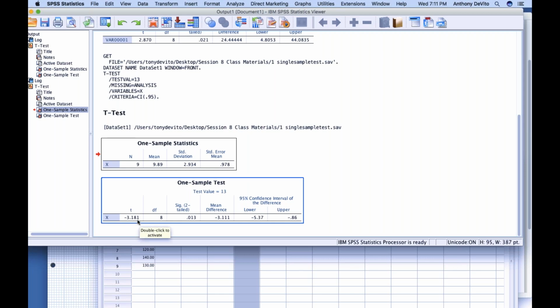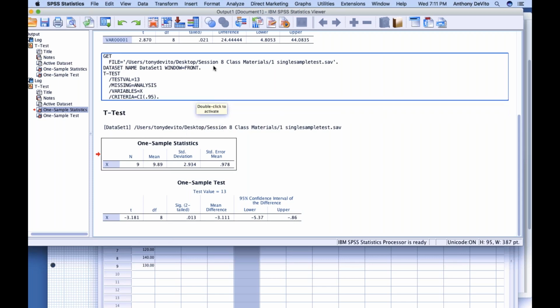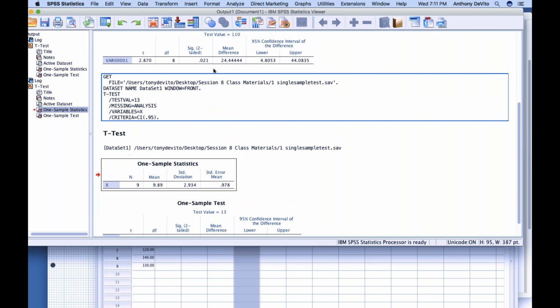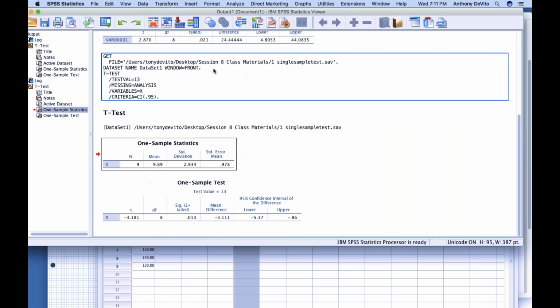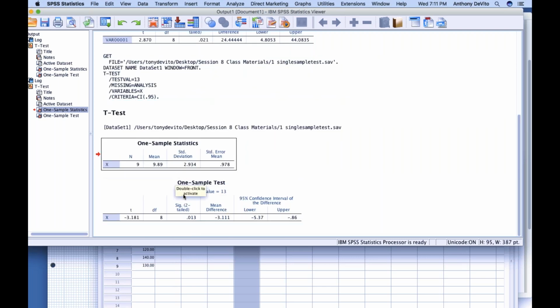Okay, how did we get that number? We took the difference between the two means, the 9.89 and the 13. I believe it was 13 we were comparing it to, right? And it took the difference between those two and divided by the standard error, which was roughly 1. So it came out to be 3.18.